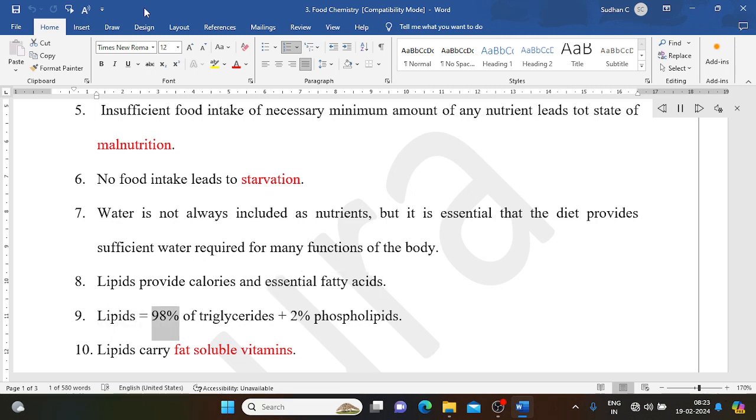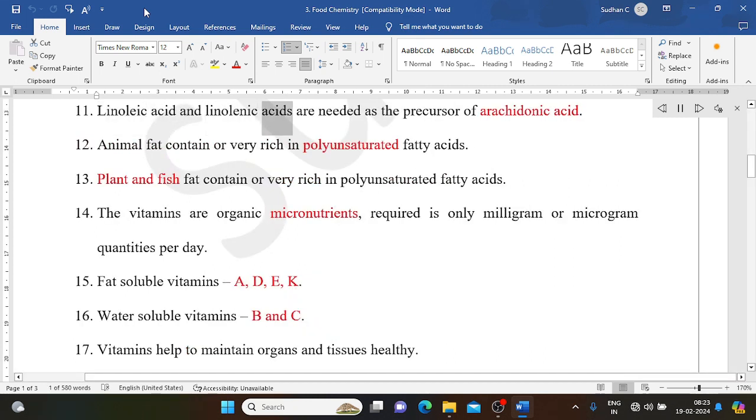Lipids equal 98% triglycerides plus 2% phospholipids. Lipids carry fat-soluble vitamins. Linoleic acid and linolenic acid are needed as the precursors of arachidonic acid. Animal fat is very rich in saturated fatty acids. Plant and fish fat are very rich in polyunsaturated fatty acids.